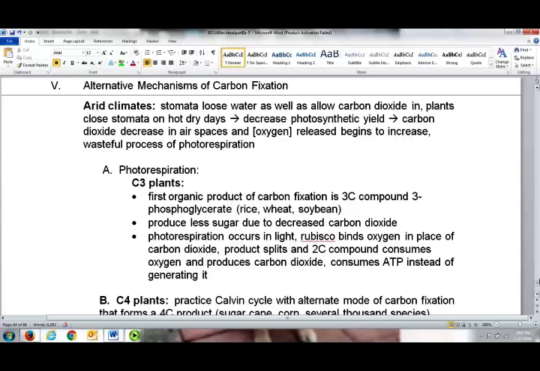The photorespiration occurs in the light. The rubisco binds the oxygen in place of carbon dioxide. So the product splits and you have 2-carbon compounds that will consume oxygen and produce carbon dioxide. So these end up consuming ATP instead of generating it.